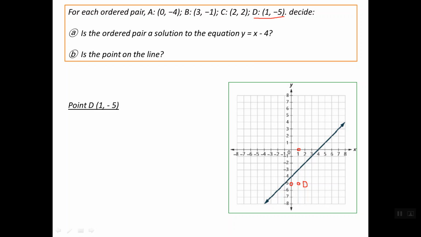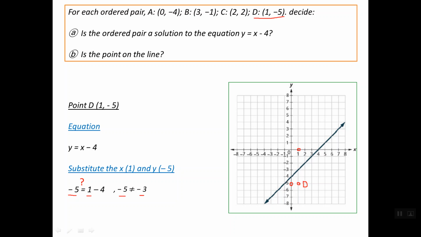Simply we can check this by substituting in the equation. This is the value of y, -5, and this is the value of x, which is 1. So we need to check this statement. For the left side, we have -5, and for the right side, we have -3. They are not the same. So this point is not a solution for this equation. And because it is not a solution for this equation, it should be outside the line. So point D is not on the line.